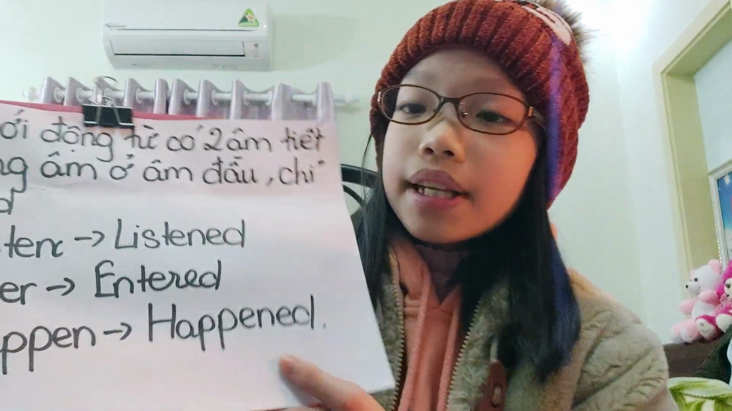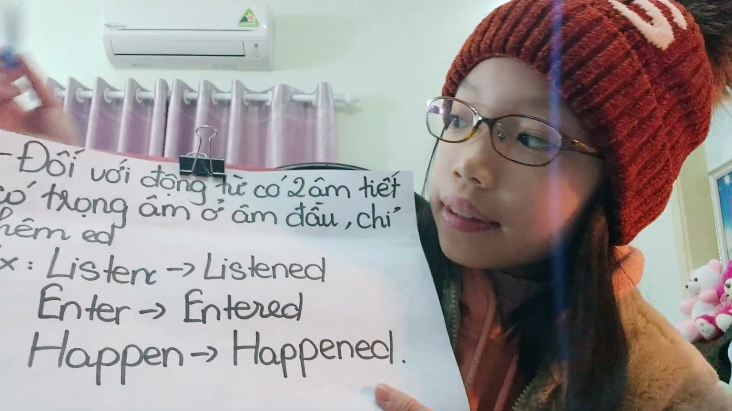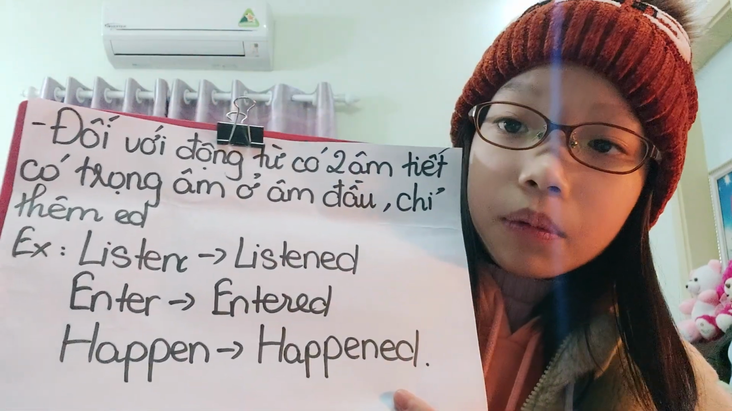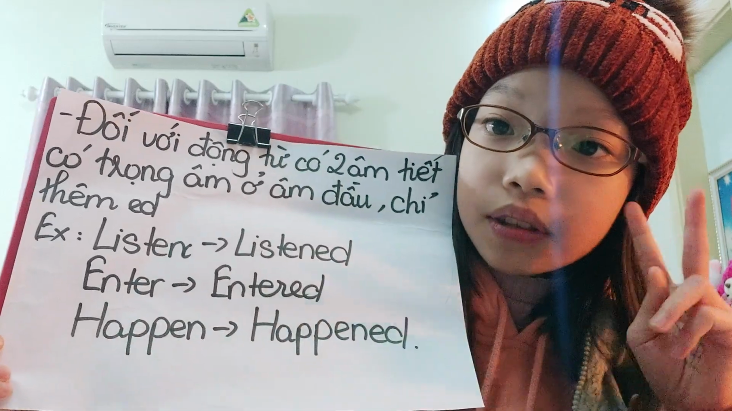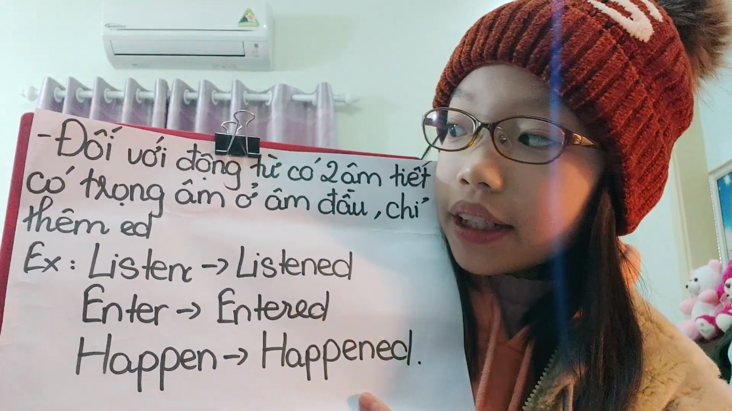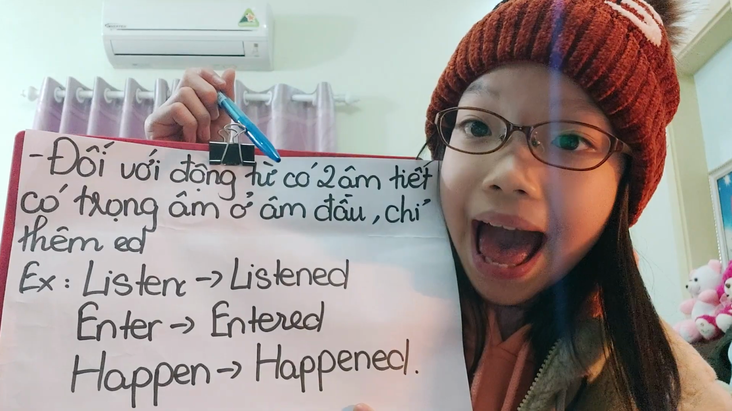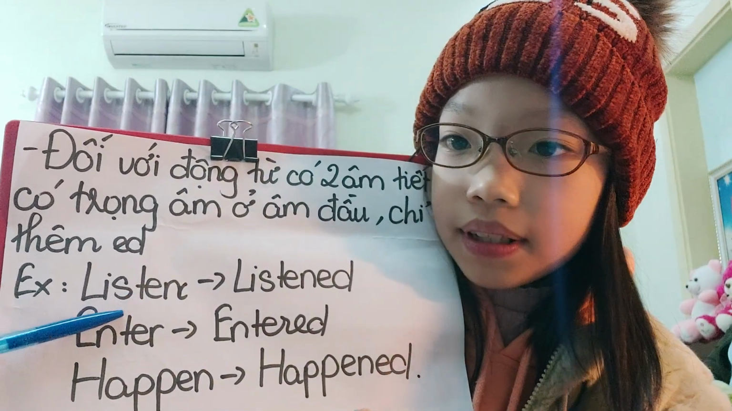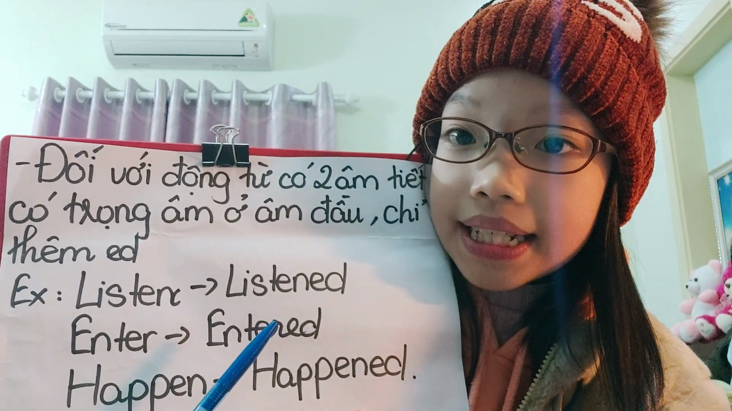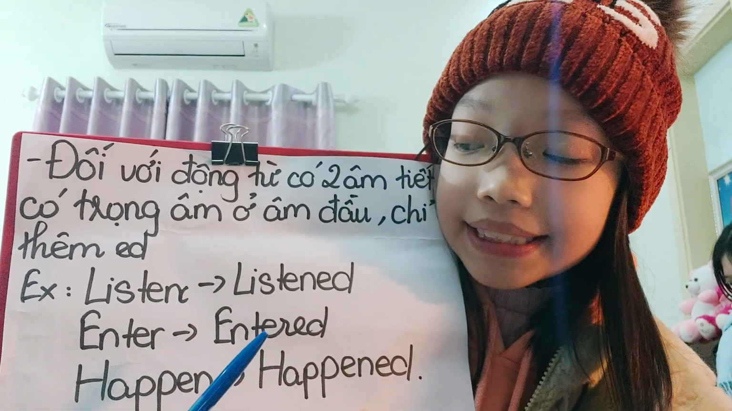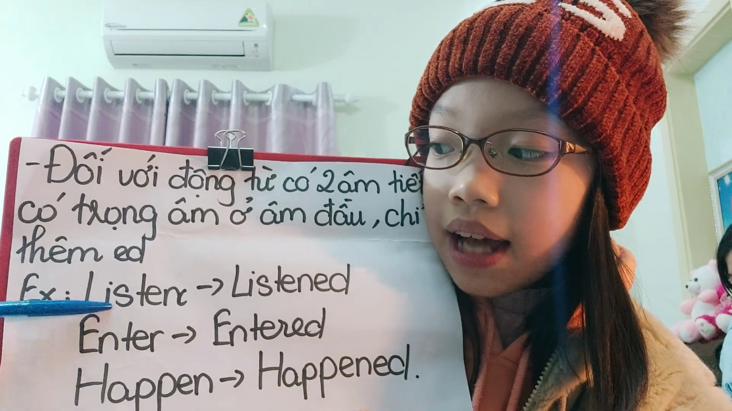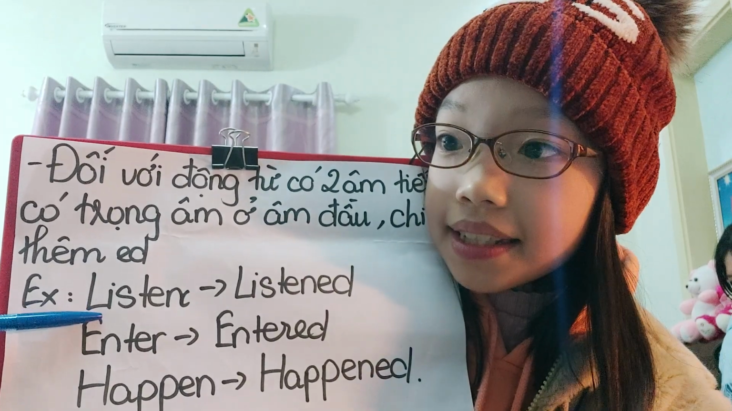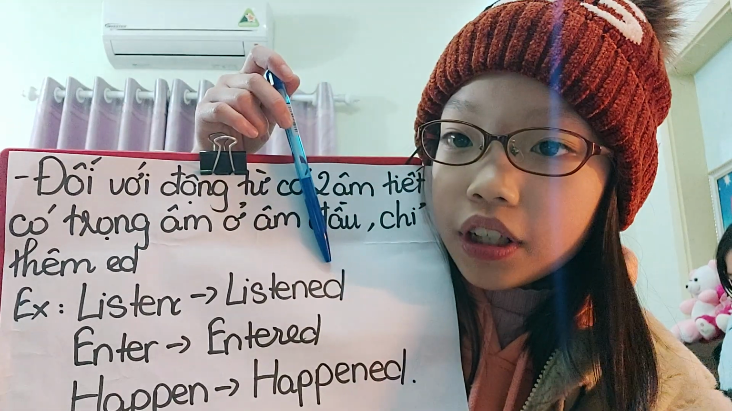Here is type number 3 of rule 2. Type number 3 is actually quite simple. If the verb has 2 syllables, and the stress is on the first syllable, just add ed. So here we have our first word, listen. Listen turns into listened. You can see that listen has 2 syllables, and the stress is on the first syllable, lis. So just add ed over here.